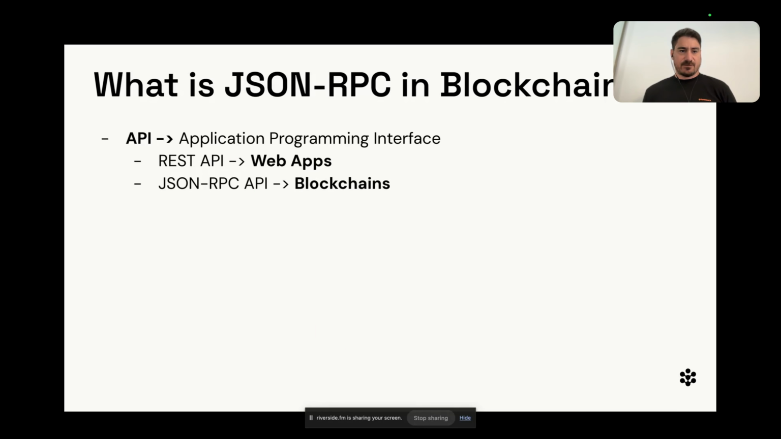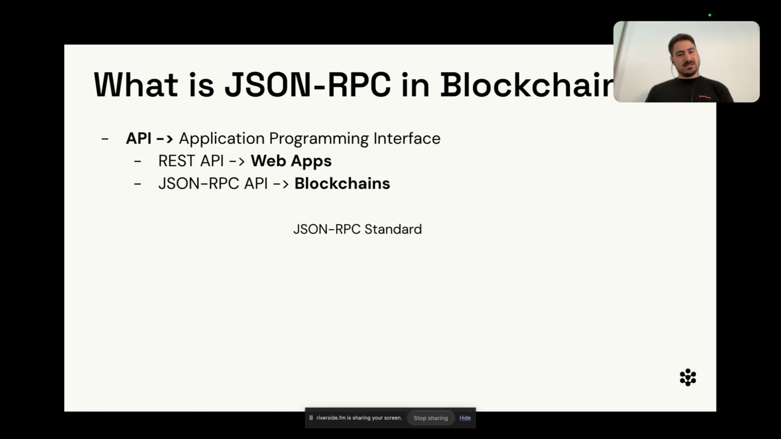So there are different kinds of APIs and different standards. And probably the most known, or the one that many developers are used to, is the REST API, that you can use on typical web apps. But in this case, the blockchain uses what is called the JSON-RPC API. JSON stands for it being a JSON object. This is sent in a package. RPC is a remote procedure call, and API stands for application programming interface.